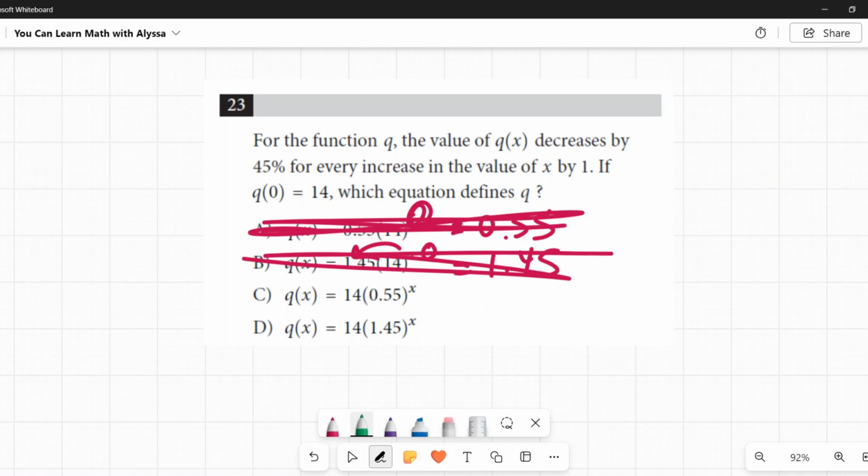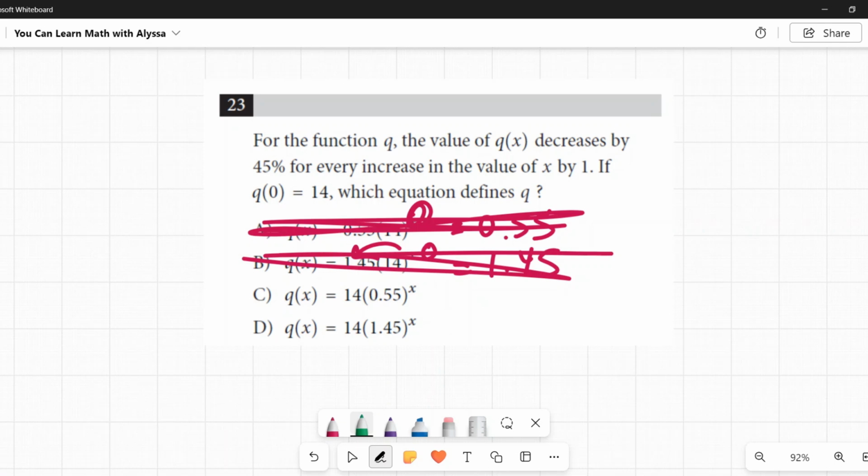Now let's look at that first part. For the function q, the value decreases by 45% for every increase in the value of x. Every time this exponent goes up, we're multiplying by one more of them. So if this was 1, it means I'm multiplying 14 by 0.55 one time. If it was 2, that means I'm multiplying it by 0.55 two times, and so on. Same down here. If x is 1, I'm multiplying 14 by 1.45 one time. If it's 2, I'm multiplying it by 1.45 two times.